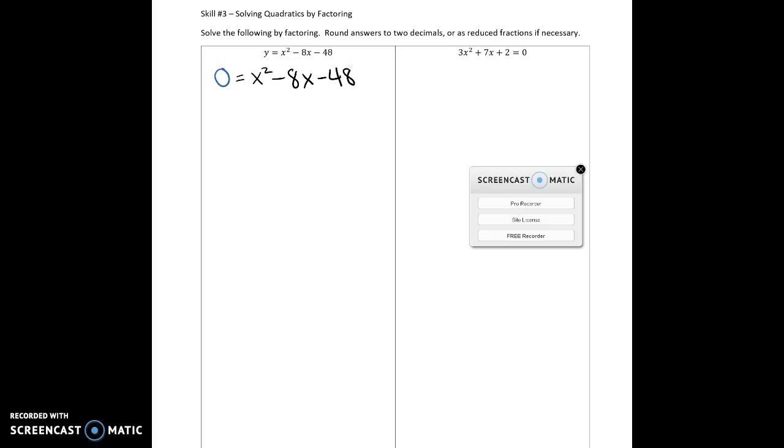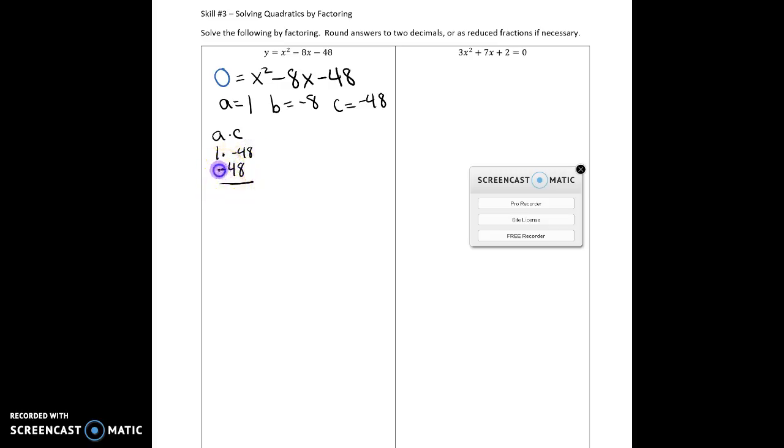Now that that's done, you want to factor by grouping, which is what we've been doing all semester long. So first we can identify our a, b, and c values. In this case, a is 1, there's an invisible 1 there. Your b is -8, and your c is -48. So we're going to take a times c, which in this case is just 1 times -48, which is -48.